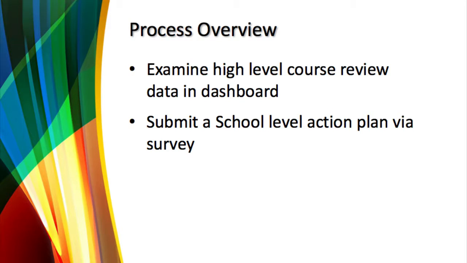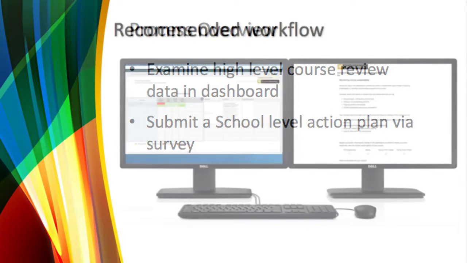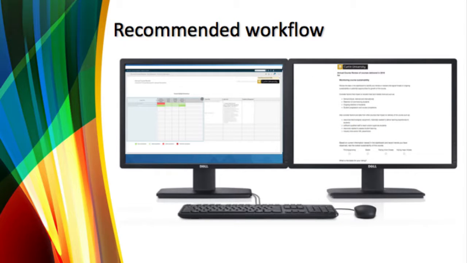The review process incorporates 2 activities that should be conducted in parallel. These are reviewing course review data in a dashboard and responding to questions in the ACR survey to construct an action plan. To enable these 2 activities to occur in parallel, we recommend that the annual course review be conducted using 2 monitors so that the respondent can view the dashboard while responding to the questions in the survey.